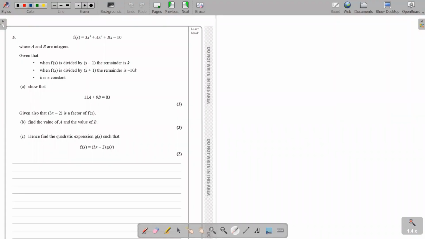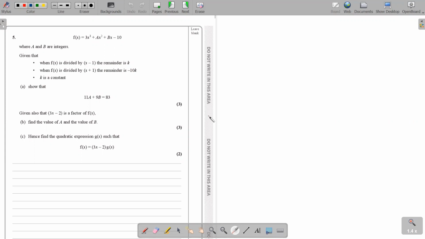Okay, moving on to question number 5. They say f(x) equals 3x cubed plus ax squared plus bx minus 10, where a and b are integers. Given that when f(x) is divided by x minus 1, the remainder is k. When f(x) is divided by x plus 1, the remainder is minus 10k. And they have given k is a constant. Show that 11a plus 9b equals 83.